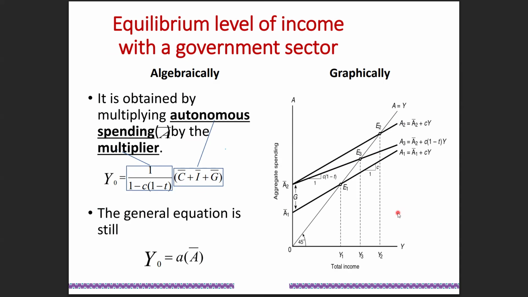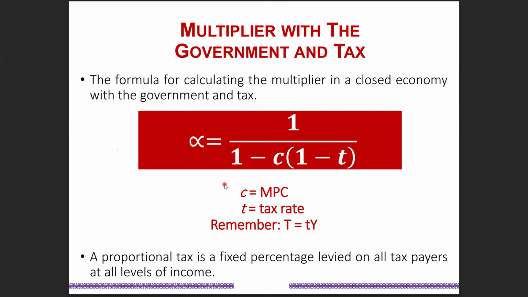Income, okay, we also looked at this one with the government. This one is still the same way. Now, to calculate the equilibrium level of income, you take the multiplier and multiply by all the autonomous components of aggregate expenditure, which is autonomous consumption, autonomous investment, and autonomous government expenditure. And then to calculate the multiplier with the government and the taxes, you say 1 divided by 1 minus C, which is your marginal propensity to consume, times 1 minus T, which is your tax rate.